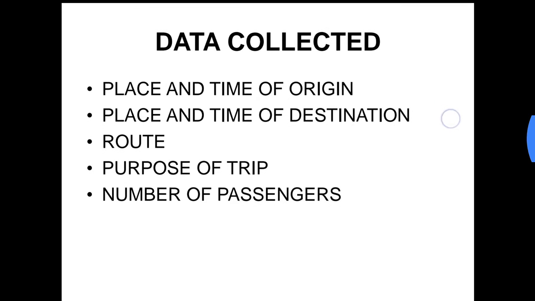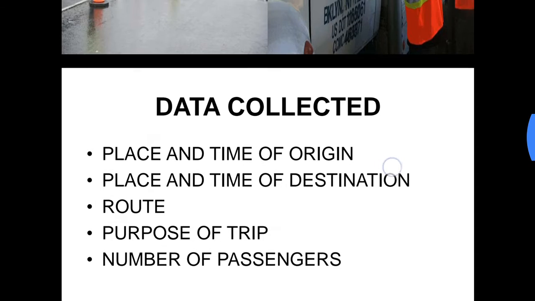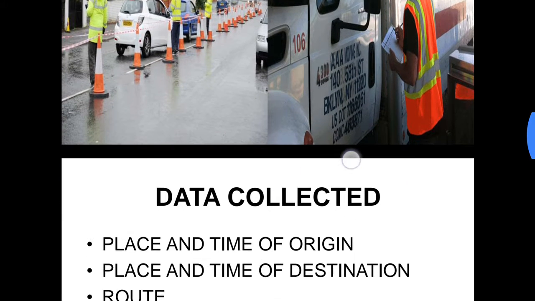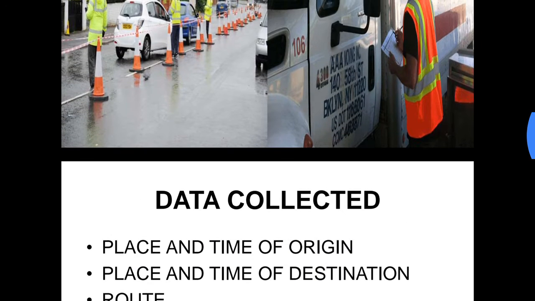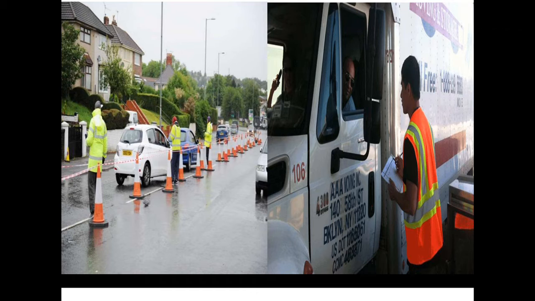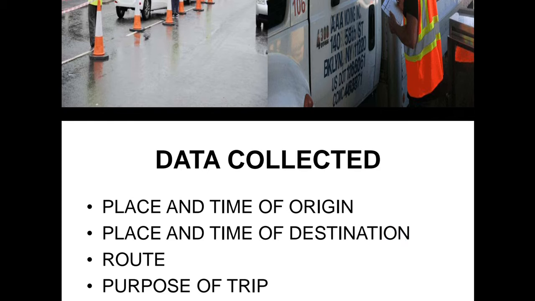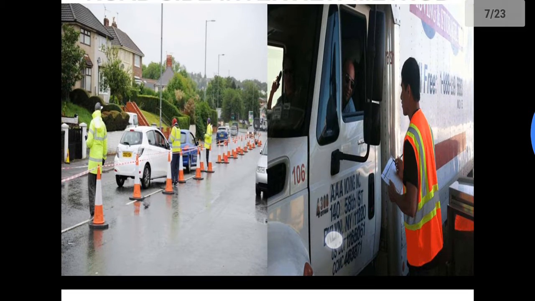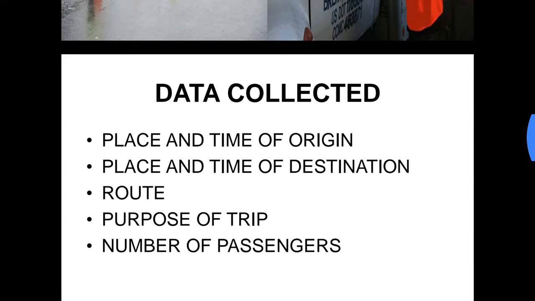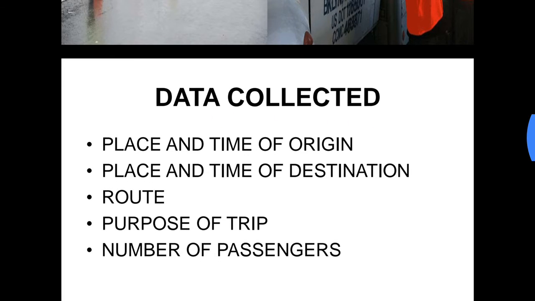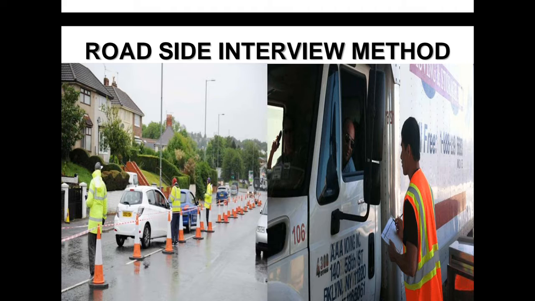Okay, so what is the data that is collected? What is the place and time of origin. Okay, from where is the driver coming from and at what time did he leave. Place and time of destination, where is he planning to go and what is his expected time of arrival at that destination. Okay, route, what is the route that he plans to use, the purpose of the trip, and the number of passengers. Okay, so this is the data collected during a roadside interview survey.